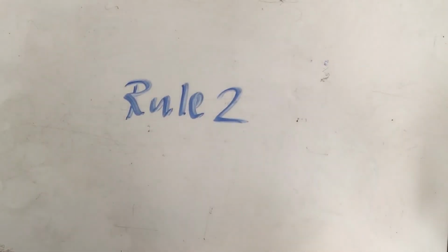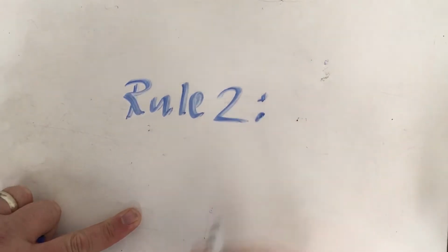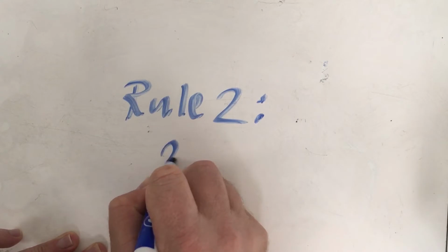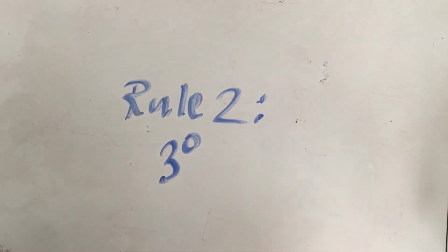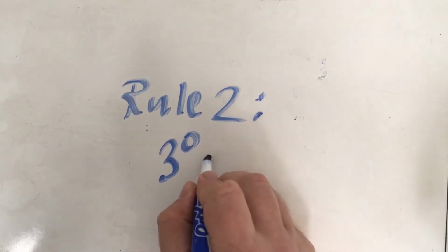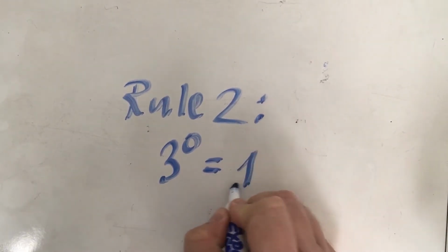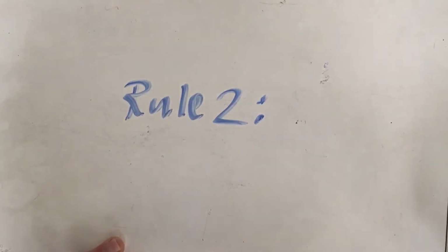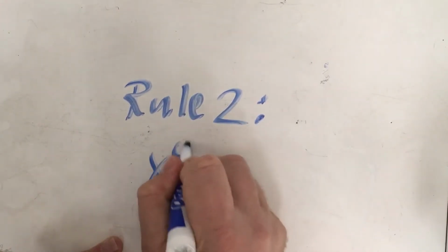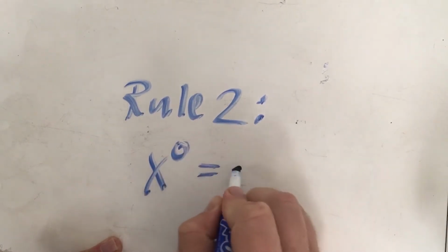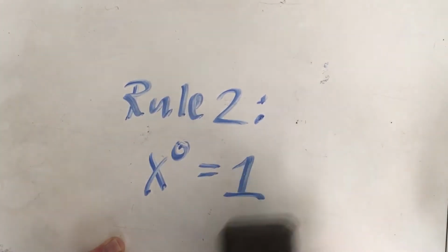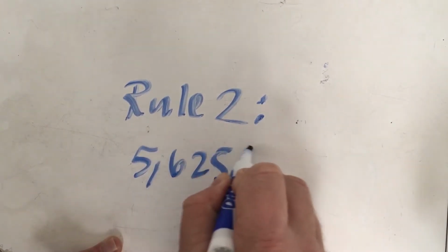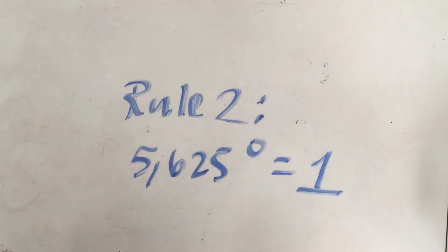This one's a weird one. You may have encountered it in another class. But anything, we'll start with a number. Anything, number or variable, anything taken to the 0 power is actually 1. So 3 to the 0 is a 1. X to the 0 is 1. 5,625 to the 0 power is 1.